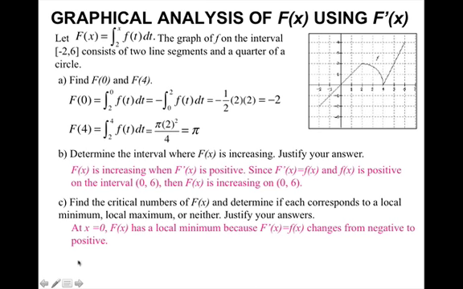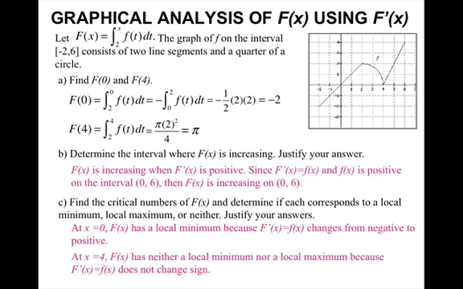So an acceptable answer would be at x equals 0, big F of x has a local minimum because the derivative of big F equals little f, and that changes from negative to positive. At x equals 4, big F of x has neither a local minimum nor a local maximum because the derivative of big F equals little f does not change sign.